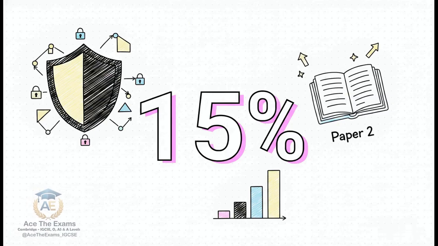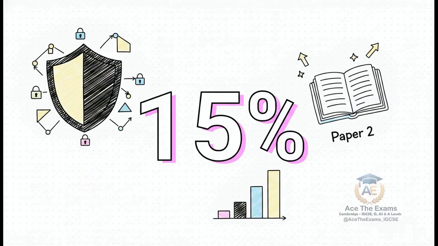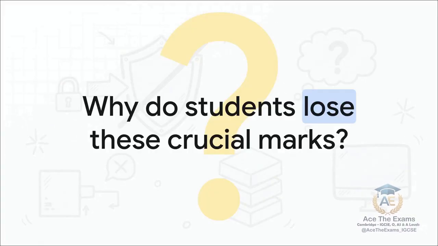Whether you've previously battled your way through the 0417, 0478, 0983, 0984, or 2210 syllabus, the 9618 exams are an entirely different beast. Mastering this 15% isn't just an optional bonus if you want to excel. It is a fundamental, non-negotiable necessity for securing top-tier results. It's the difference between a good grade and an elite grade. But this brings us to a critical question, right? Why do so many incredibly smart students lose these crucial marks?